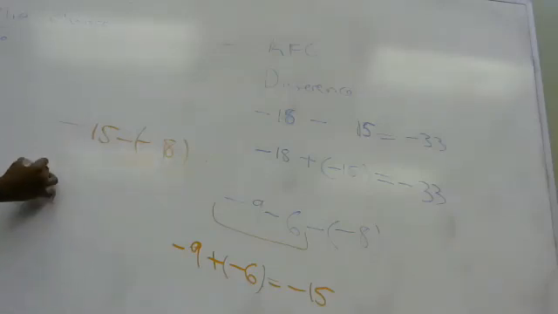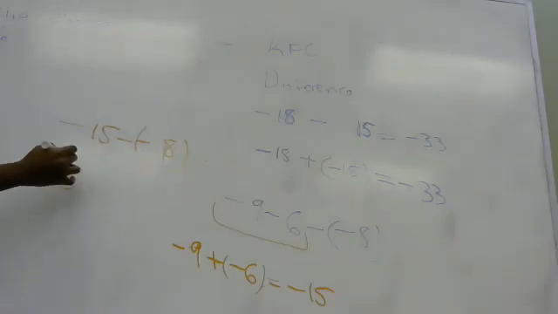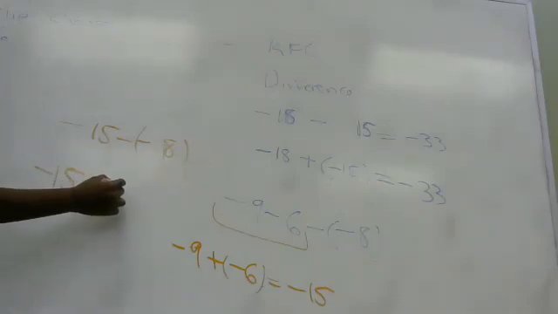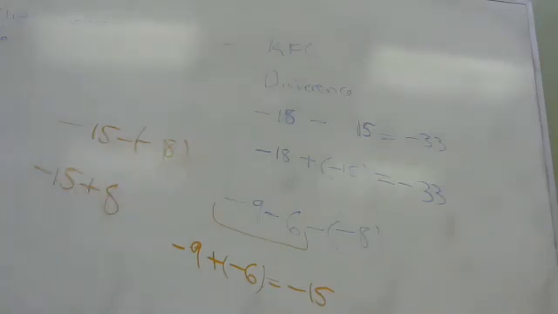Keep the -15, change the minus to a plus, and make the -8 a positive. So now we're adding a positive and a negative. What was the rule for that? We use absolute values.